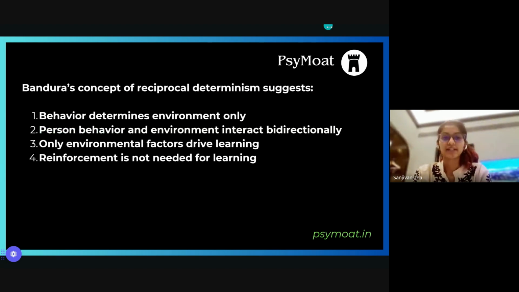Bandura's concept of reciprocal determinism suggests that behavior determines environment only; person, behavior, and environment interact bidirectionally; only environmental factors drive learning; reinforcement is not needed for learning.